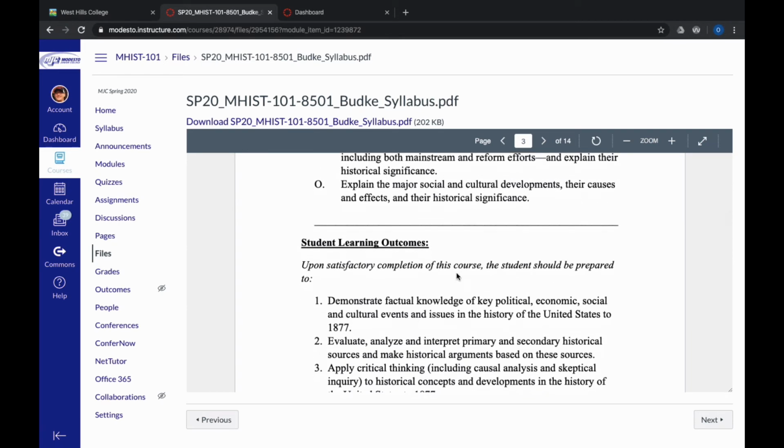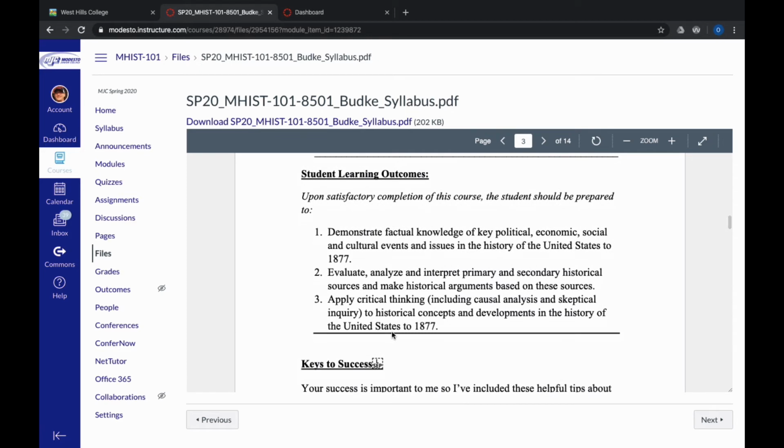But these course or student learning outcomes, I will go through in detail. So by the end of this course, you should be able to demonstrate competency in each of these 3 areas. 1, demonstrate factual knowledge of key political, economic, social, and cultural events and issues in the history of the United States to 1877. And we will accomplish that through our weekly assignments, but also the competency for this one is going to be highly demonstrated in our quizzes and exams. All right, factual knowledge.